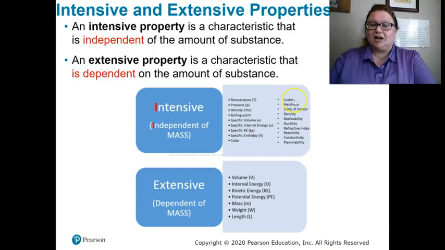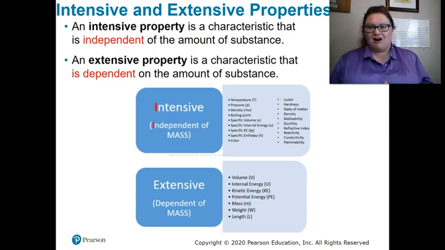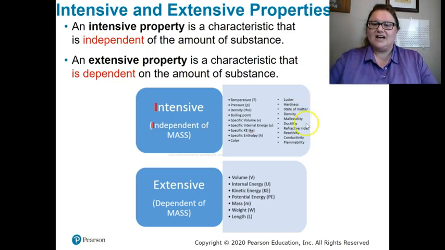Over on the right side, luster. If we go back to talking about that ring in the last slide, luster is shininess. So luster is a property, whether you have a small little diamond or a huge big rock, they're still going to be shiny. That property doesn't matter for mass. The hardness of the material, whether it's a solid, liquid, gas, and you can see the rest here.